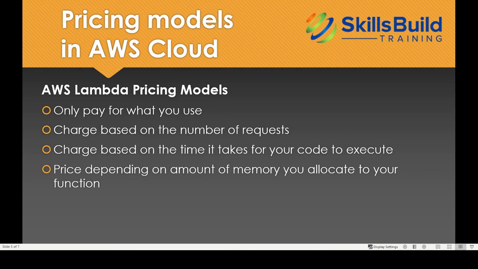You're charged for the total number of requests across all your functions. Duration is calculated from the time your code begins executing until it returns or otherwise terminates, rounded up to the nearest 100 milliseconds. The price, of course, depends on the amount of memory you allocate to your function as well.